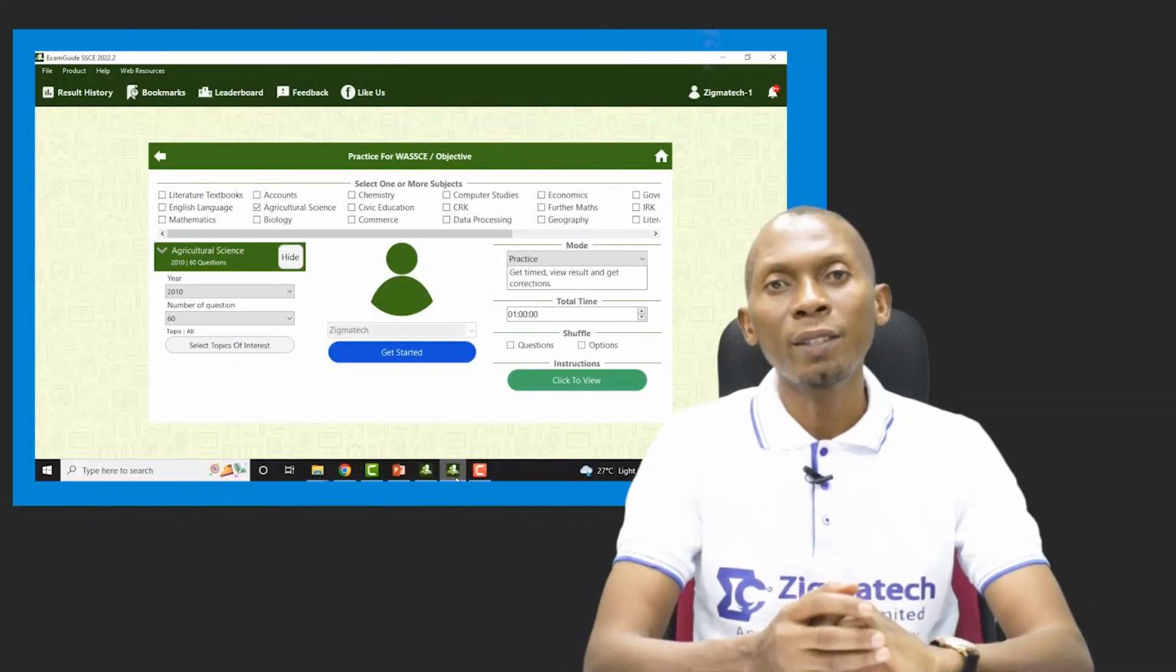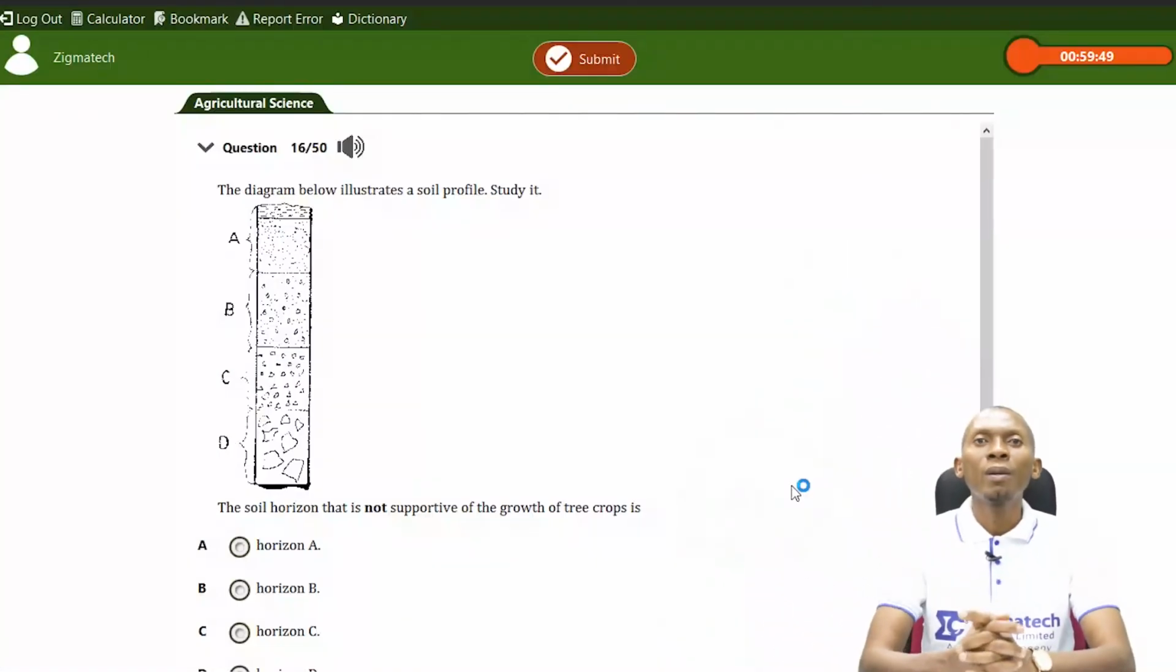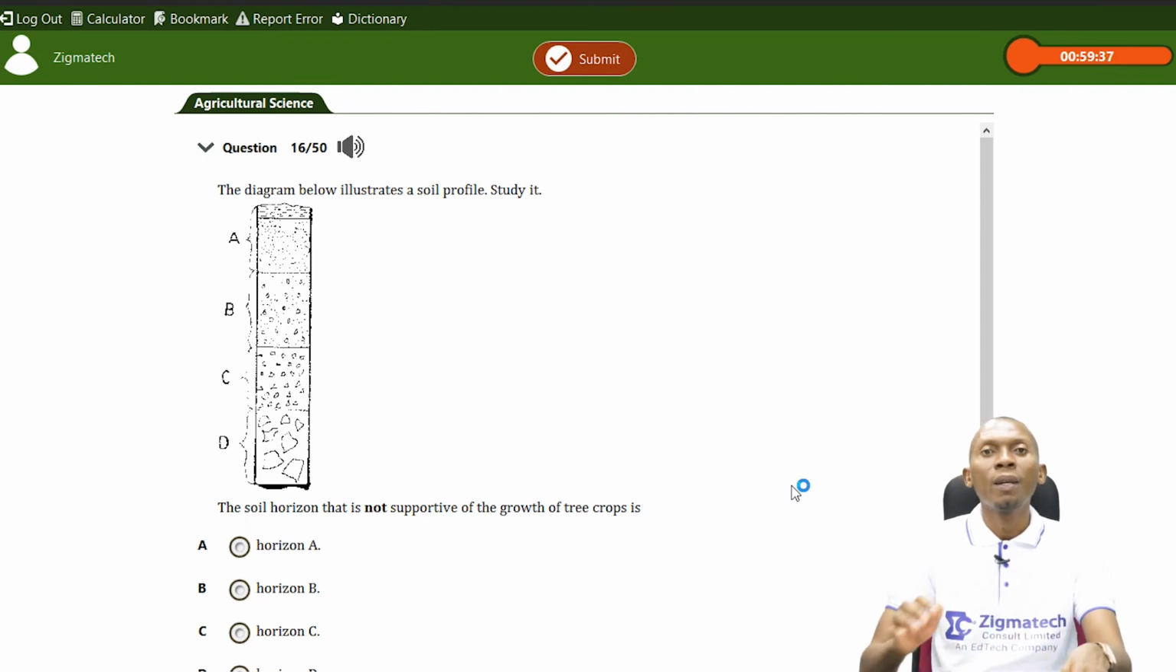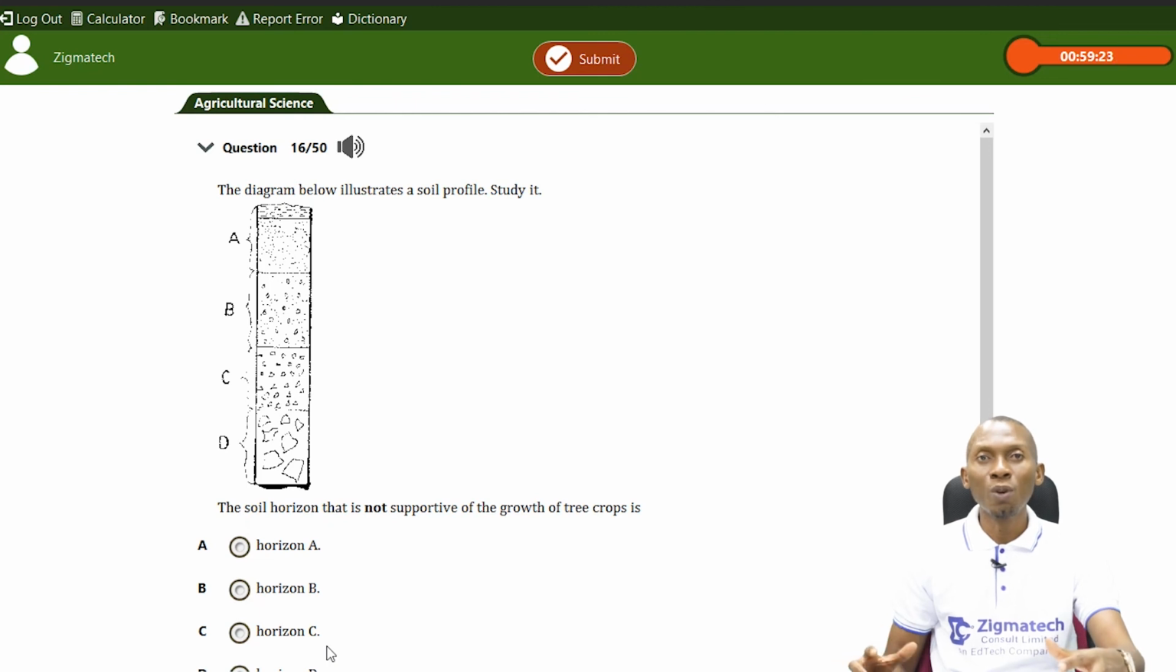So let's take a look at some questions using this. The diagram below illustrates a soil profile. They said we should study it. Now, the soil horizon that is not supportive of the growth of tree crops. A option, horizon A, B option, horizon B, C option, horizon C, and D option, horizon D. The answer should be D option, that is the bedrock.